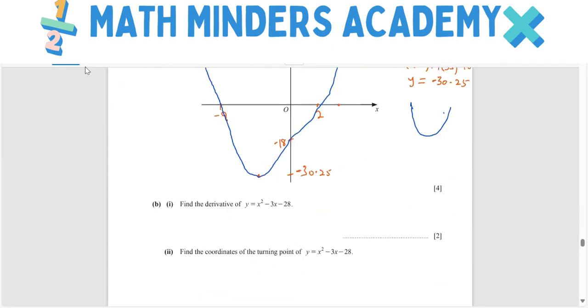So here we are asked to find the derivative of y equals x squared minus 3x minus 28. That is dy/dx.